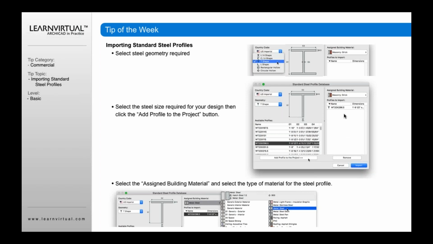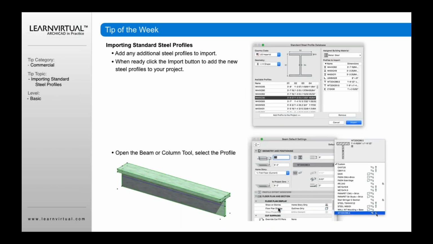So before you import them into ARCHICAD, I would recommend that you click this button and change that to metal steel, or wood if you're bringing in a wood element, but obviously it's almost always going to be steel, so I'd probably do metal steel. Once you've done that, go through this, select and add any additional profiles you want here, and then simply go import. Once you've imported them into ARCHICAD, you can then begin to draw these standard profiles using your column or beam tool.